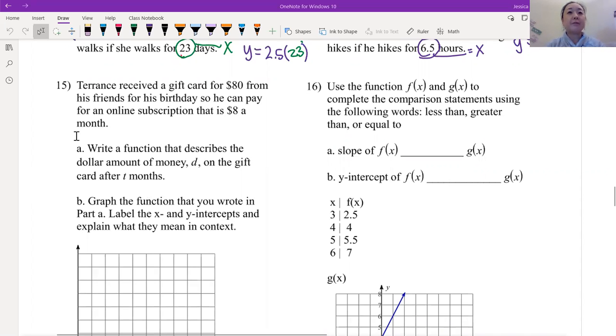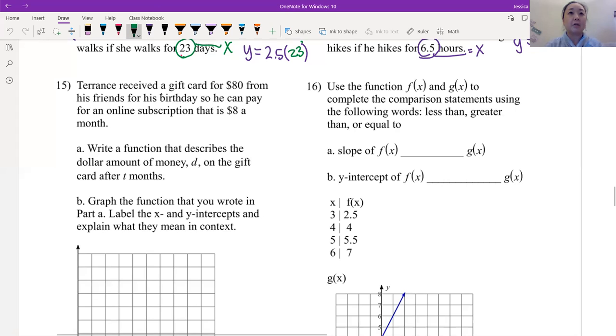So here, Terrence receives his gift card for $80 from his friend for his birthday, so he can pay for an online subscription, whatever it may be. That is $8 a month. Write a function that describes the dollar amount of the money, D, on the gift card after T months. So apparently I cannot read very well, but we'll work on that.